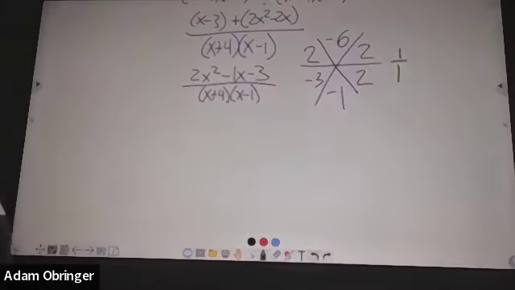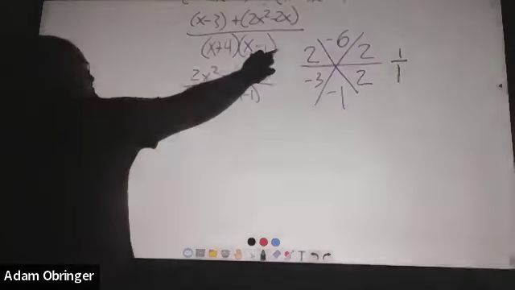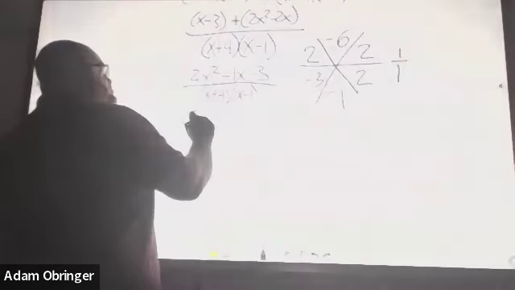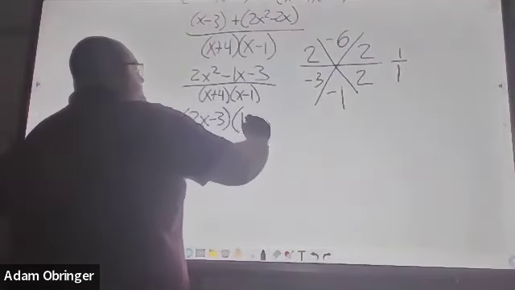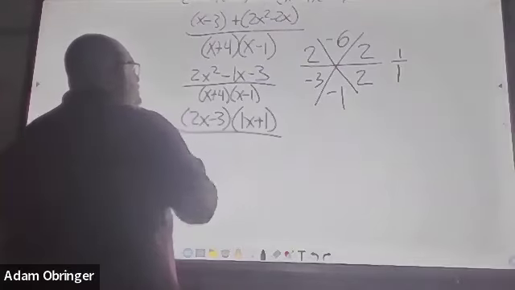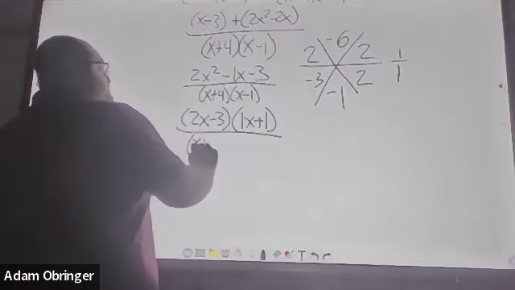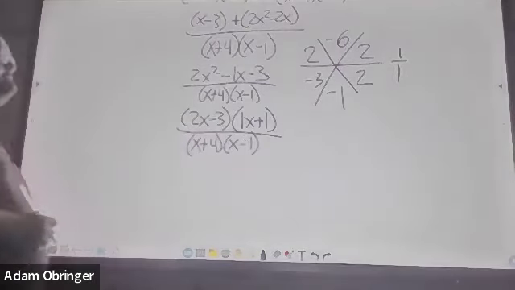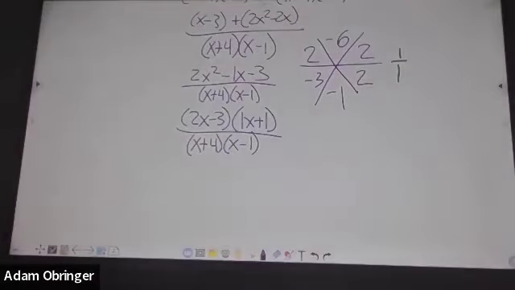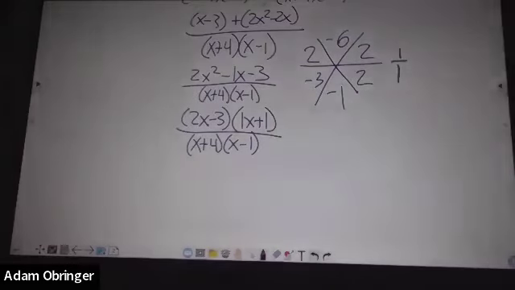And this should be towards the end of the problem. We've got 2 over -3, so 2x minus 3. 1 over 1 would be 1x plus 1 over x plus 4 and x minus 1. And we're supposed to check to see if there's anything that is similar on top and bottom that I could cancel.